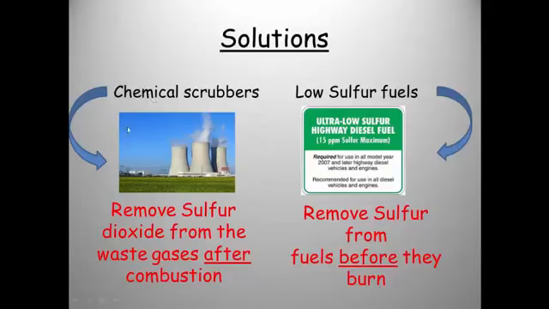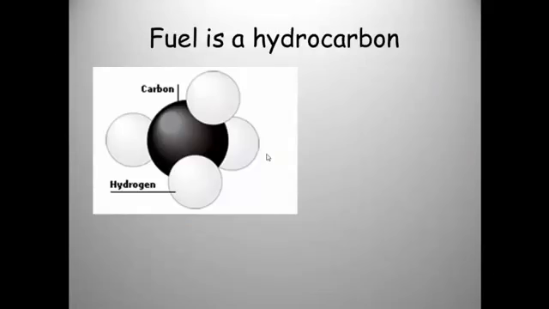Solutions. You can use chemical scrubbers when you burn coal in power stations to remove the sulfur dioxide from waste gases after burning, or you can actually remove the sulfur in fuels before they're burnt, like for example low sulfur fuels. Okay, now fuel is obviously a hydrocarbon with a carbon atom there and a hydrogen there.